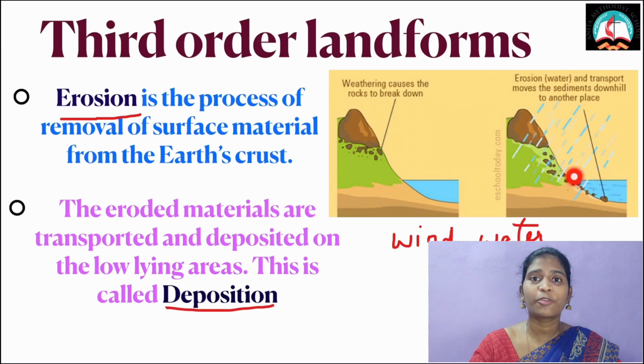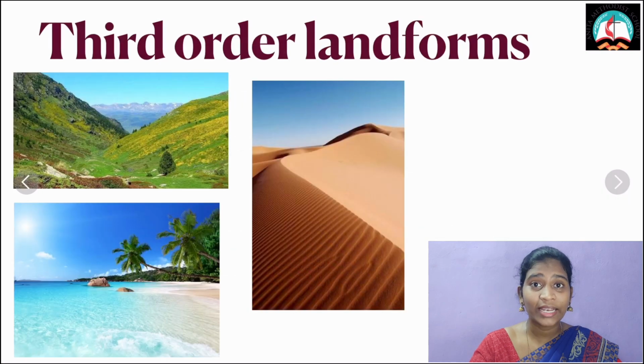So erosional process is when the materials from the earth's crust get eroded, which are removed away, and the removed particles get deposited in the low-lying lands, which is called depositional process. So this is how the third order landforms are formed. Some examples of third order landforms are valleys, beaches and sand dunes.